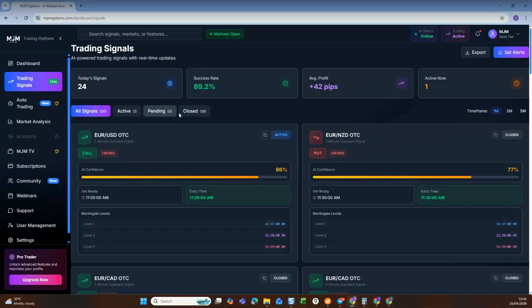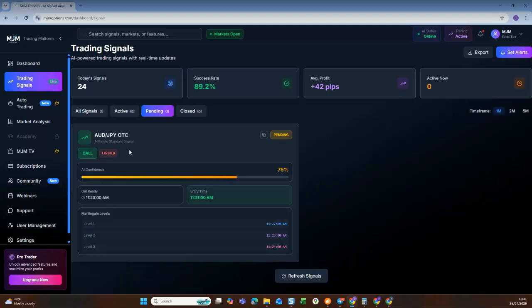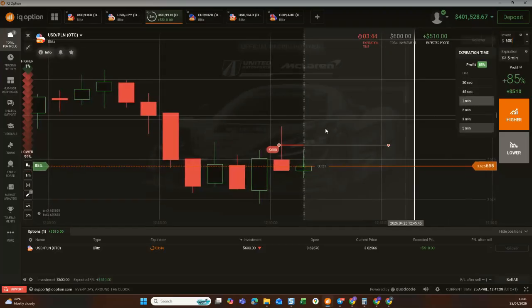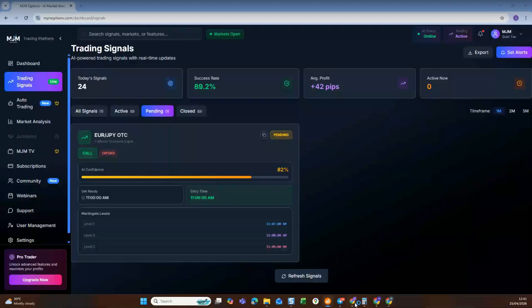Once you take a signal from the trading signals, you come to the pending. Now you make sure you are looking at the pair and everything. You can see expired here. What else should you look at? You're looking at the time frame. Is your time frame on 1 minute? You can see 1 minute standard signal. 1 minute standard signal simply means you are going to be trading for 1 minute. The next thing you have here is 2 minute standard. 2 minute standard signal simply means you're going to be trading for 2 minutes.